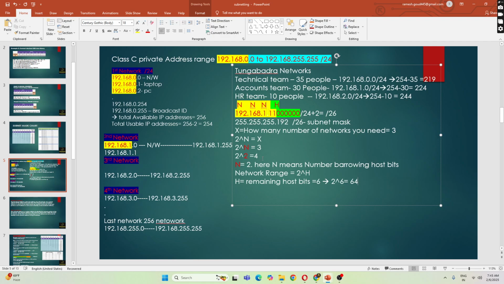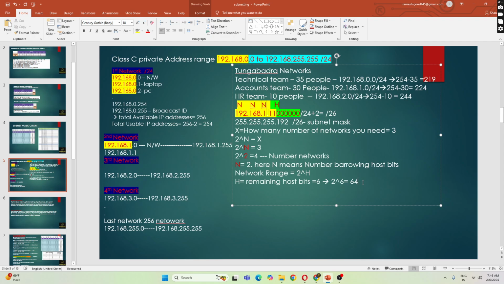Now, 2 to the power of n means the number of networks. How many networks will we get here? How many networks can we divide this one network into? 4 networks. We need 3 networks only, but based on the formula we can get 4 networks here.